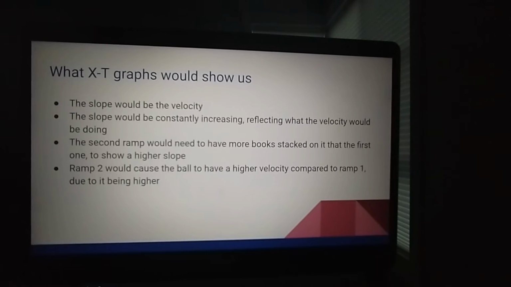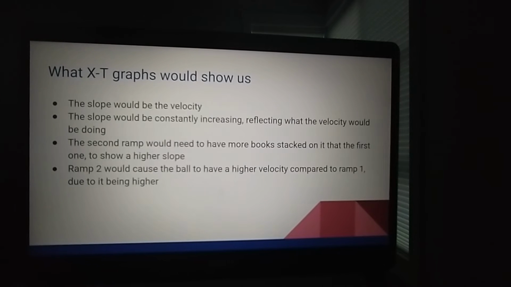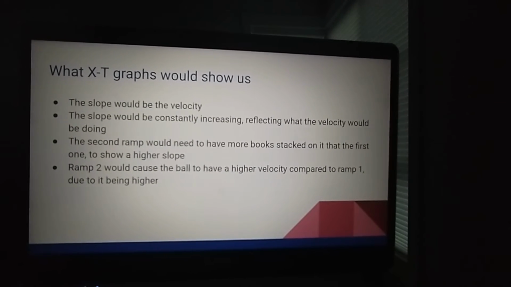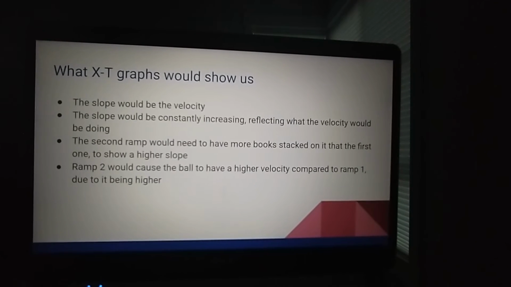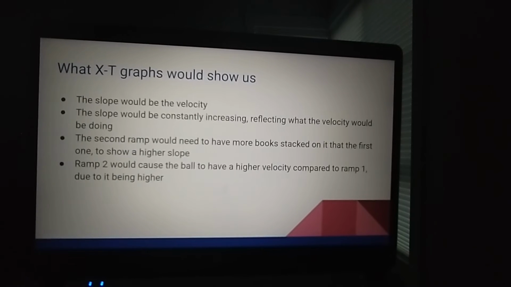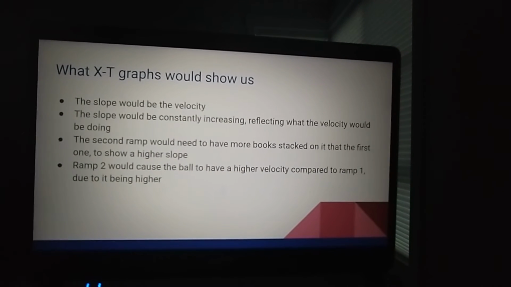The second ramp would need to have more books stacked on it than the first one to show a higher slope on the graph. Ramp 2 would cause the ball to have a higher velocity compared to ramp 1 due to it being higher off the ground.